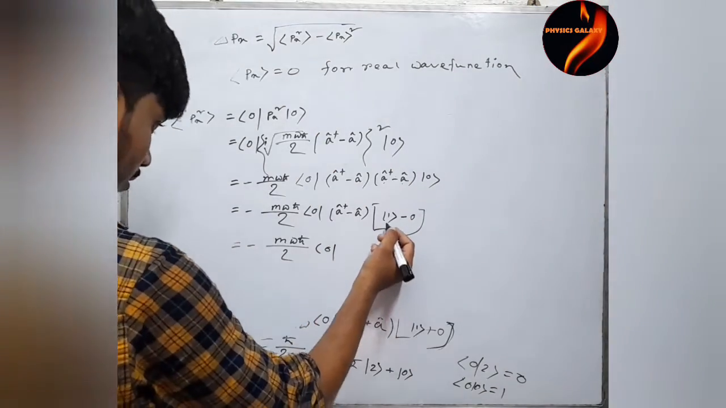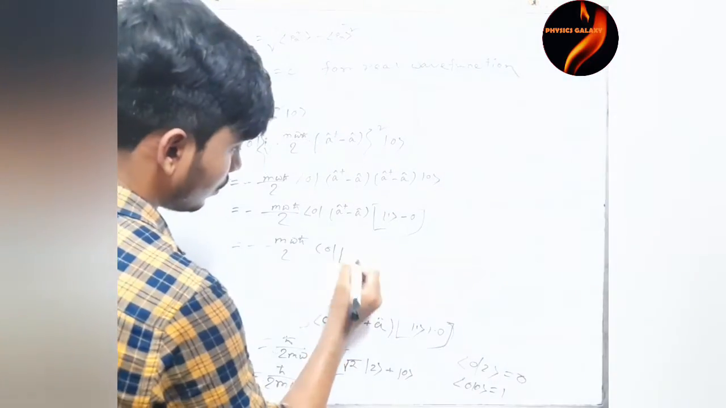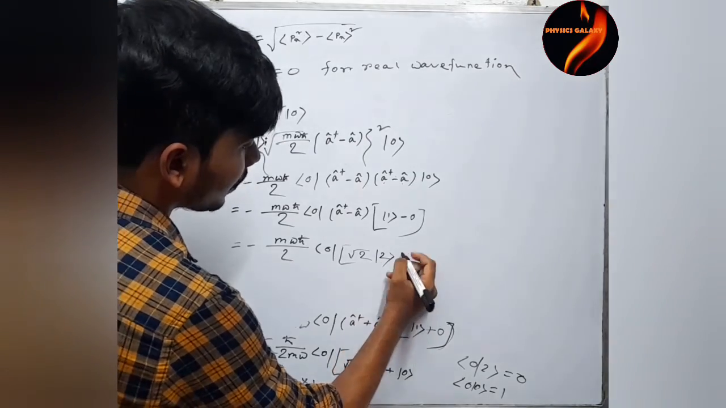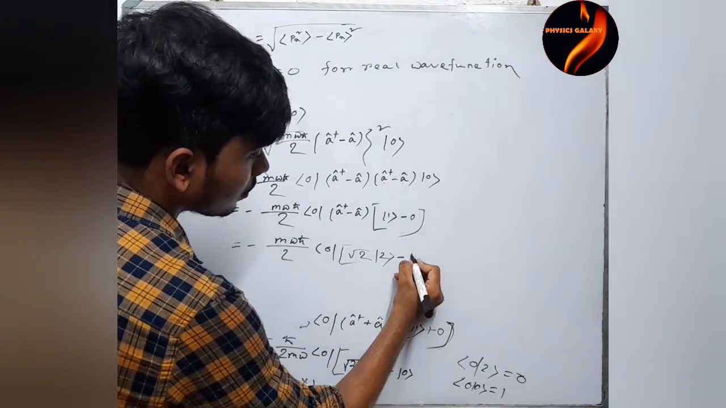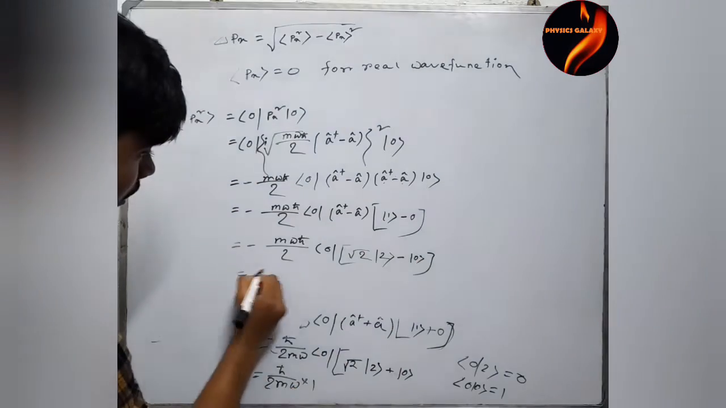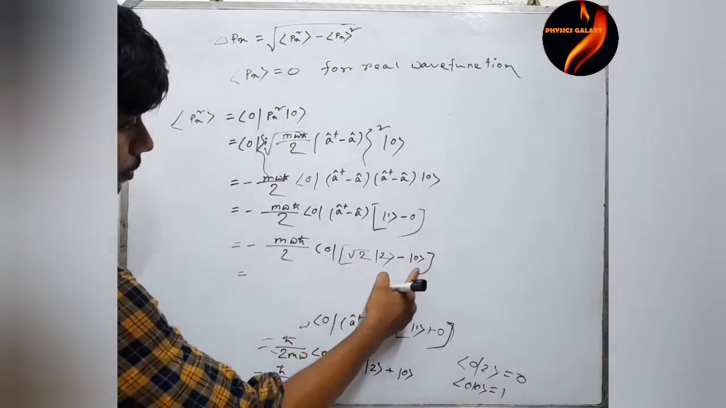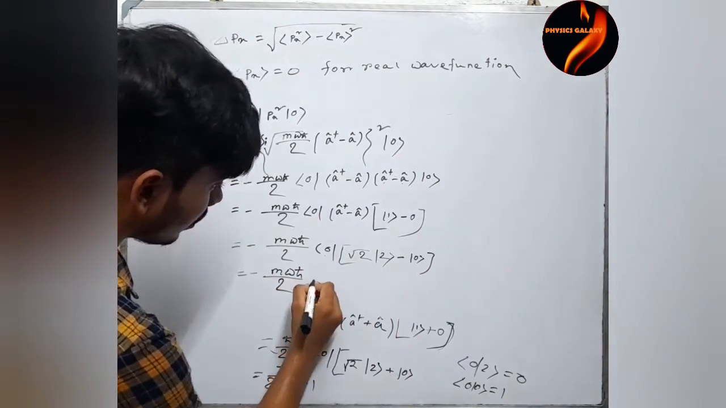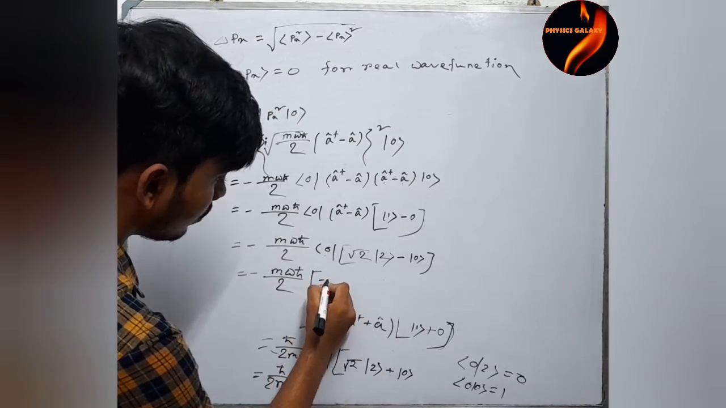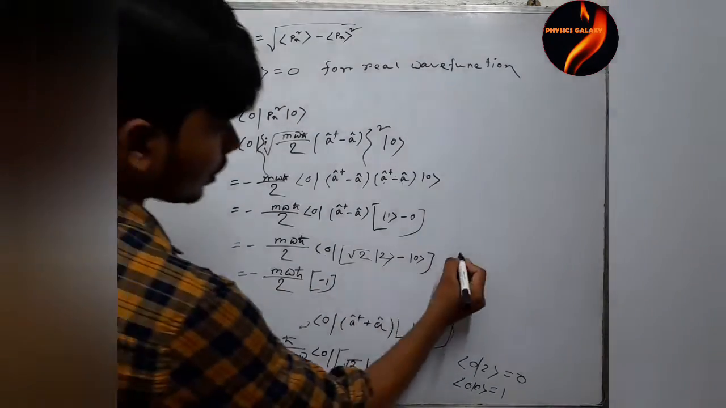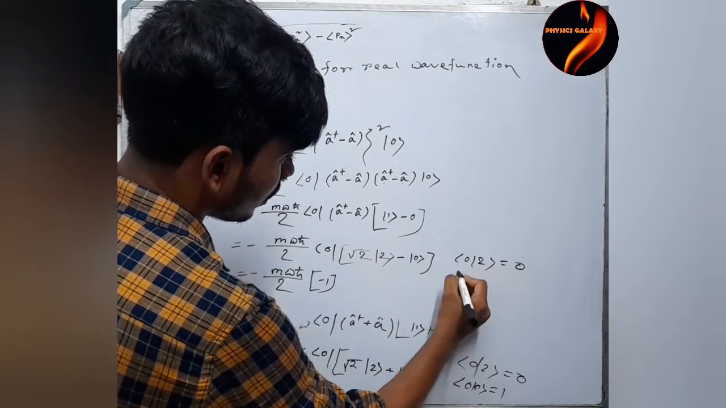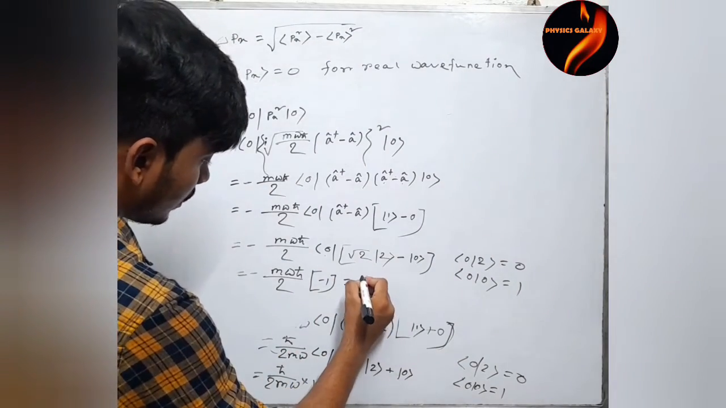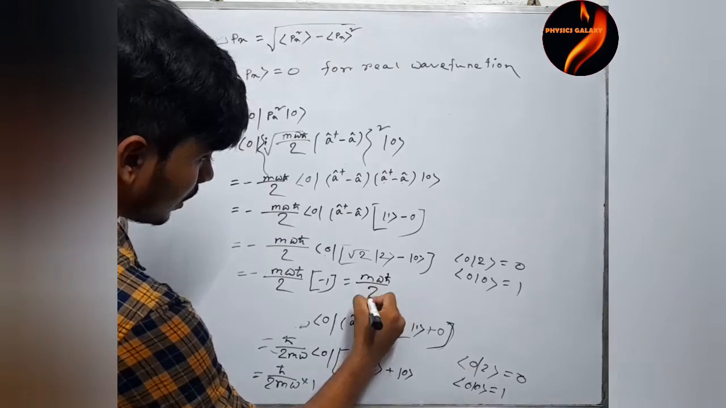And if it again operates with this first excited state, then it will give root over 2 into ket notation of 2 minus 0, ket notation of 0. And if this bra operates with these kets, then it will give only minus 1, because we know that the bracket notation of 0 and 2 is 0 and the bracket notation of 0 and 0 should be 1. So finally we get mωħ by 2.